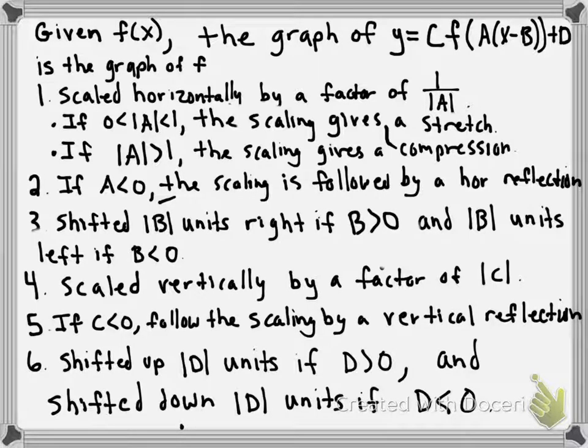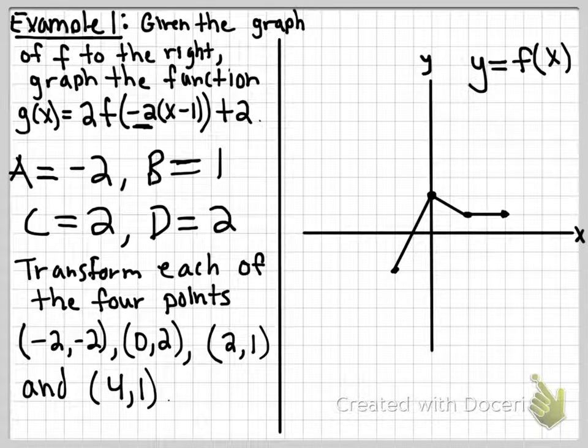if you look at step 3, it says that we're going to shift absolute value of B units right if the value of B is greater than 0. Okay, so we're going to be shifting right, and since capital B is greater than 0 and we want to shift right, we're going to add 1 to all of the x coordinates. Another thing you want to notice is if you look at the form of g of x here, so let me circle that for everybody.